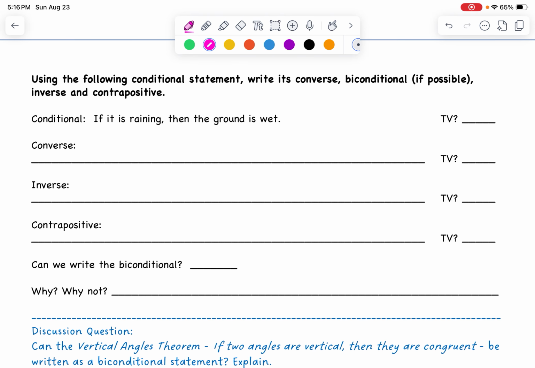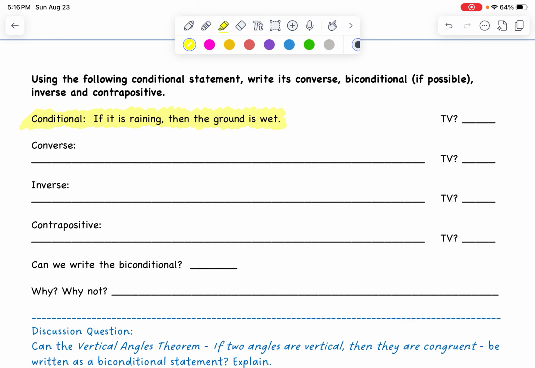All right, so we're going to use this conditional statement. If it is raining, then the ground is wet. Now, of course, I did a big no-no here. I used the word it in the hypothesis, which of course I shouldn't, but we're going to let it slide this one time. I could have said if the weather is raining or something like that, but that just kind of sounds weird. So if it's raining, then the ground is wet.